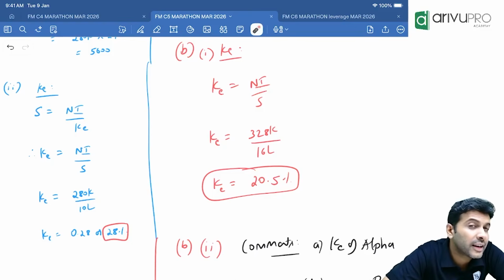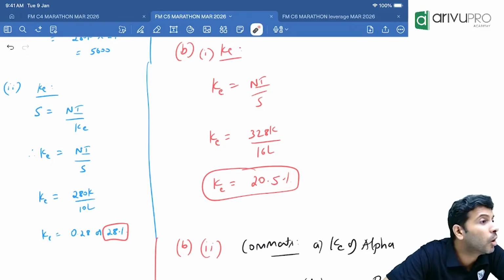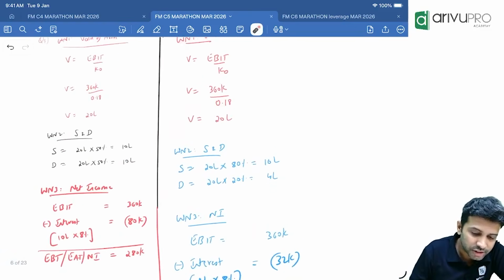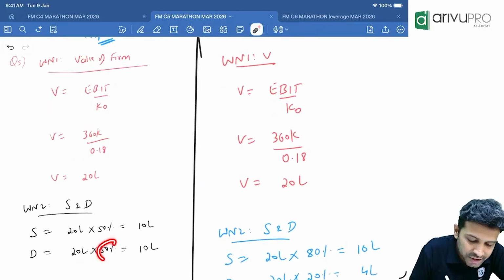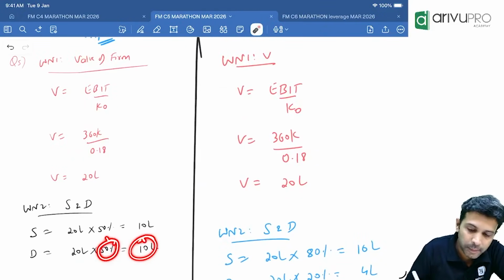Perfect. So taking debt is more risky. Now, this firm, Alpha, is using how much debt? 50%. Meaning 10 lakh worth of debt they are taking.